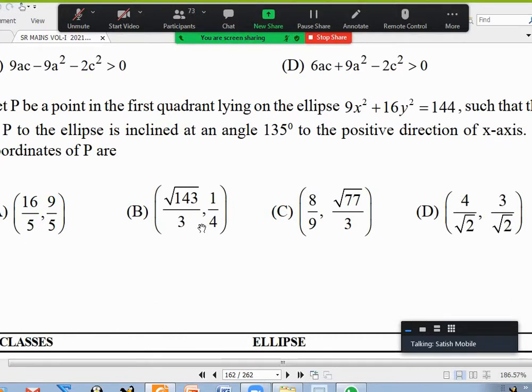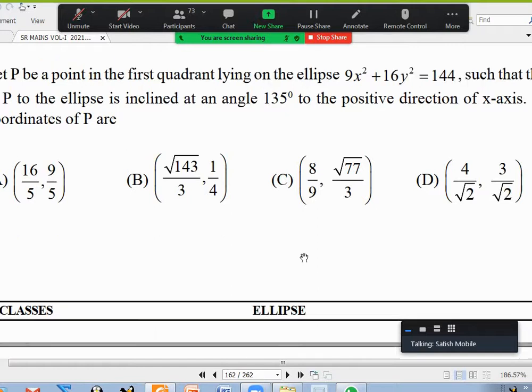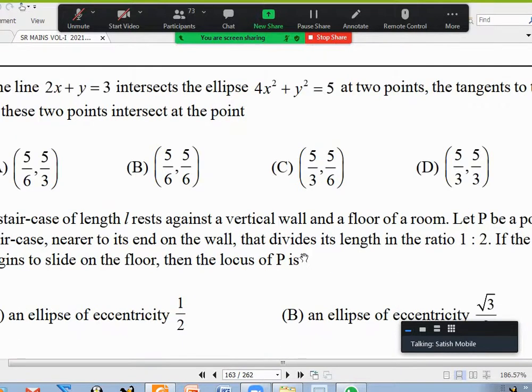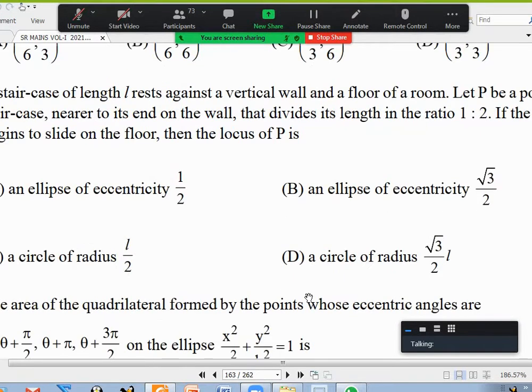91, anybody any doubt? 92, anybody any doubt? In 92, indirectly what is he asking? Pole. He is asking pole. Yes. 93, anybody any doubt?